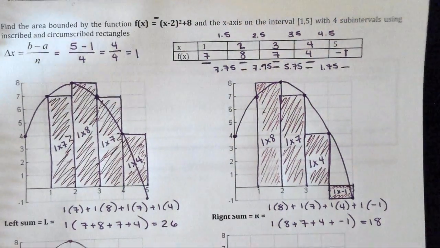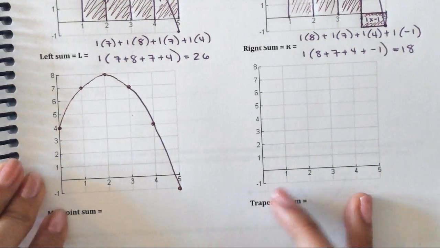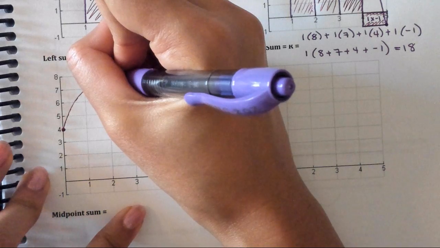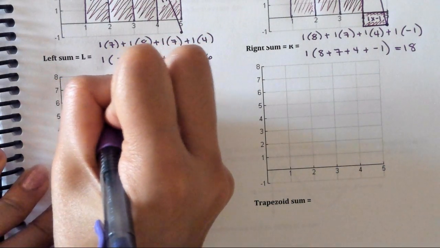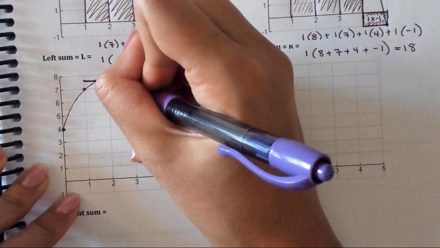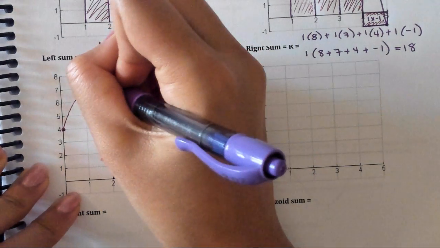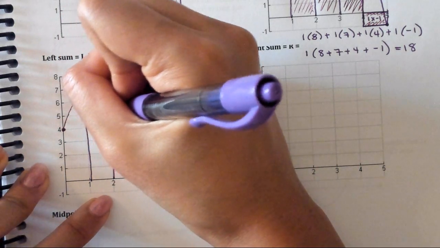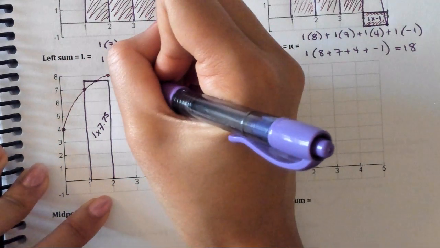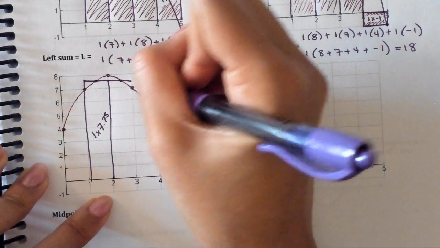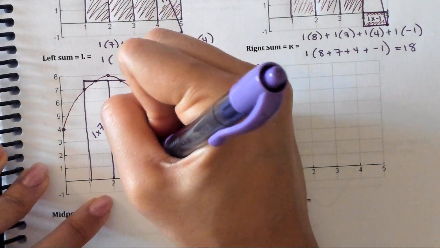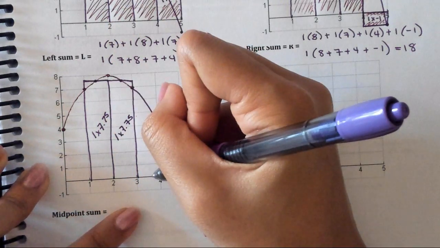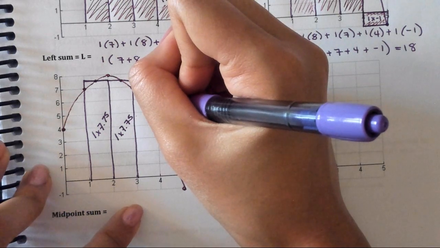So, back to here. Right here at 1, I am at 7.75, right in between. So there's my rectangle. You draw straight across and straight down. This one's going to be 1 times 7.75. And this one is also at 7.75, at 2.5. 1 times 7.75. At 3.5, you're at 5.75.